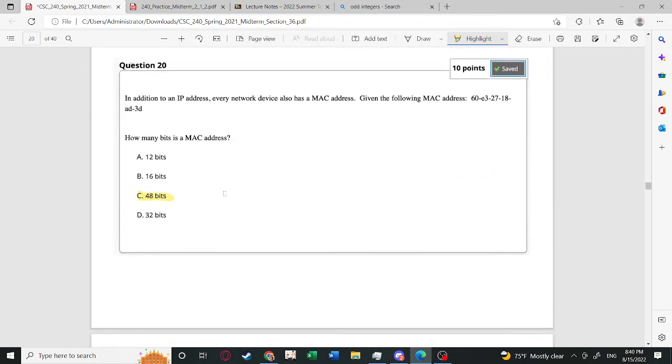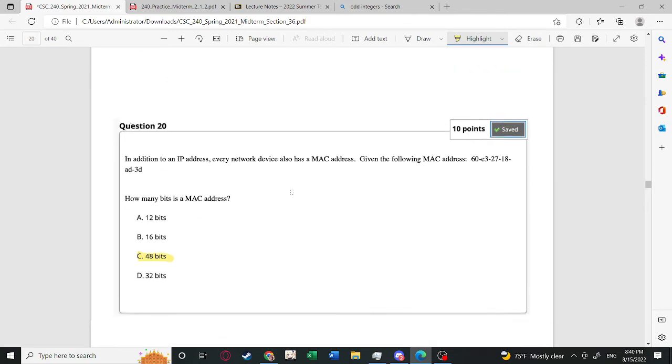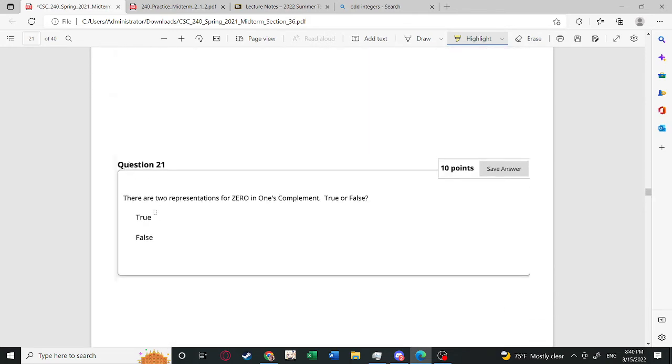I'm sorry. Okay. So this one you can go over, I think yesterday's video, to do it the other way, which is counting each number in the hexadecimal number, which results in 12 numbers, and then you multiply by 4, which is converting hexadecimal into binary. Anyway, there are two representations of 0 in one's complement. Okay, one's complement. That is true.